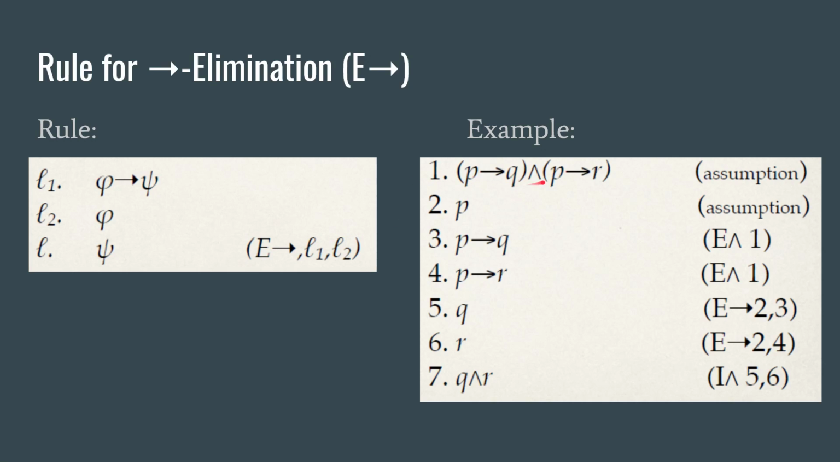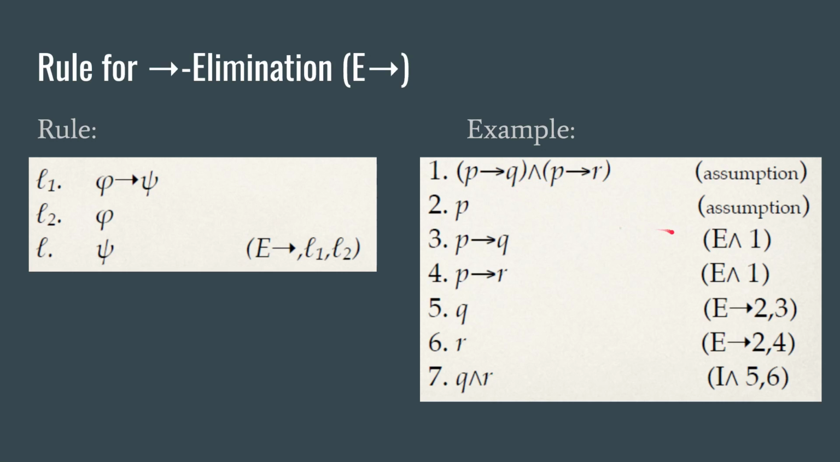P arrows Q and P arrows R is our starting assumption. We also have P as a starting assumption. Well, we can't get to R or Q yet. We can't unlock those yet because those are locked in with this conjunction operator. So again, always look at what the main connective is. You need to break it down piece by piece with the main connective. So in order to say we want to unlock Q and R, first we need to unlock these 2 conjuncts.